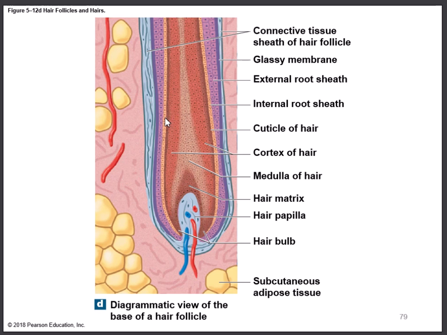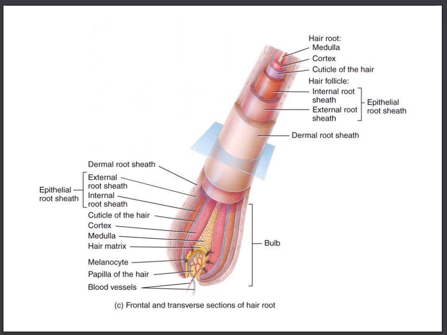Then these cells here, internal root sheath. The purple cells, external root sheath. This line right here, glassy membrane. And then this is the connective tissue sheath right here that's holding the follicle in the dermis. All right, so it's just another perspective of the parts of the hair and parts of the follicle.